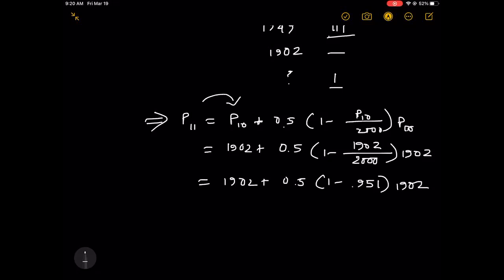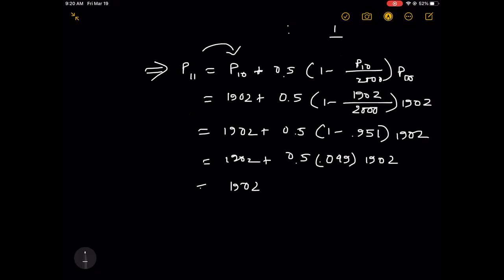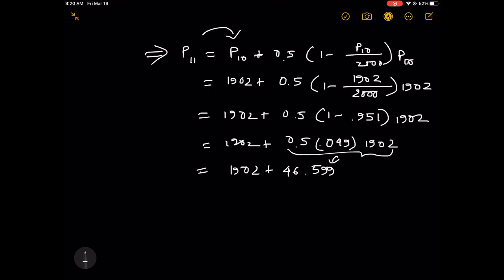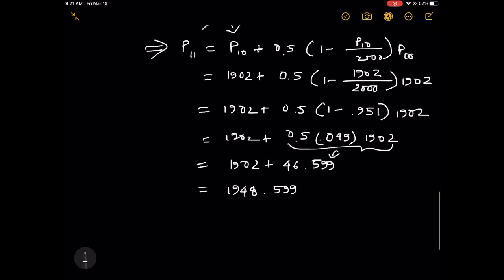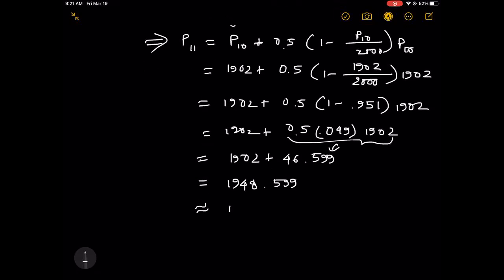951, and 1 minus 0.951 is 0.049. I can multiply this by half times 1902. So 1902 plus it will be 46.599. This is from the second term. And if I add 1902, I'll get 1948.599. And if we round it, because it's a population, it's 1949.